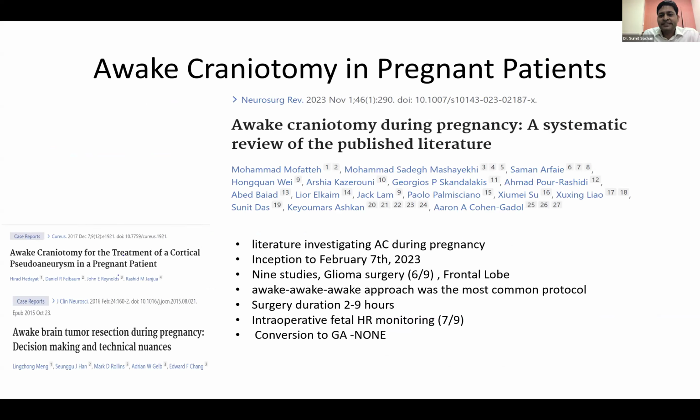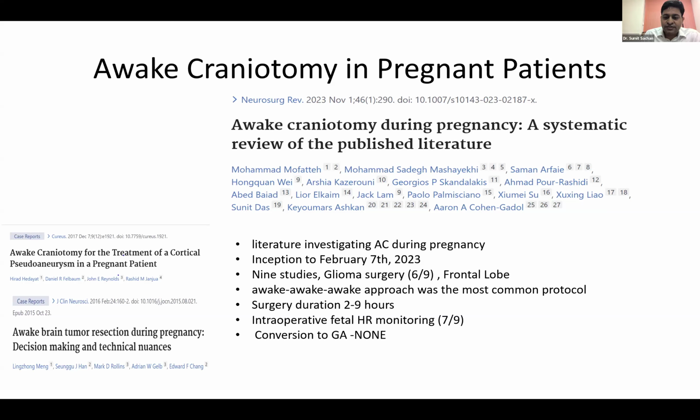Awake craniotomy in a pregnant patient is another subset, as it is associated with two live births. This is one of the literature reviews by Muhammad Mustase, published in Neurosurgical Review in November 2023. He took a literature review investigating awake craniotomies during pregnancy, included all patients from the inception of scalp block till February 2023, and talked about 9 studies that were taken under this review.